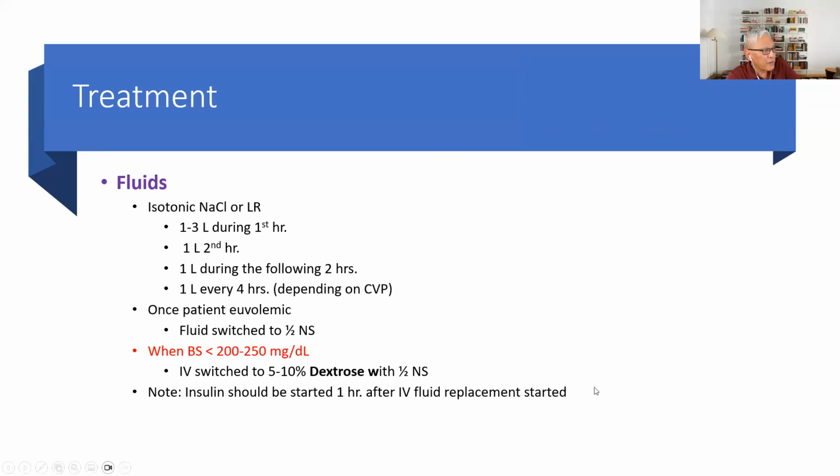All right, as far as the fluids are concerned, we usually are going to use isotonic sodium chloride or Ringer's lactate. And once the patient is now euvolemic, meaning to say that their blood pressure has now stabilized and is now normal, we now switch them to a 1/2 normal saline. So why do we give 1/2 normal saline?